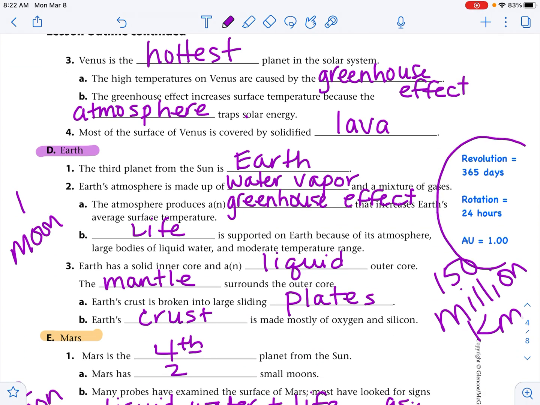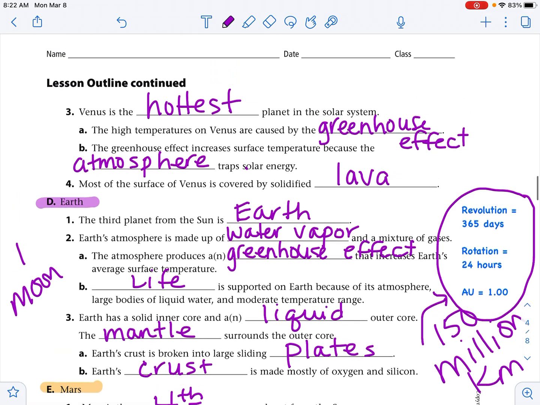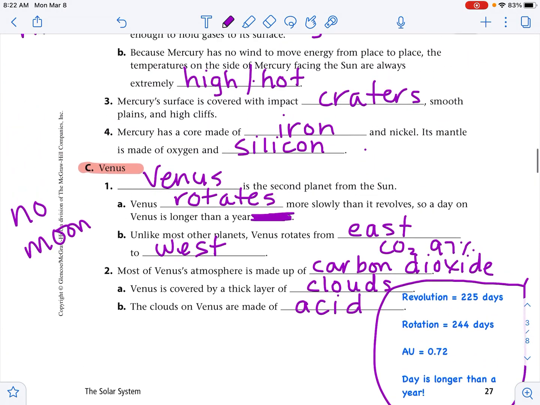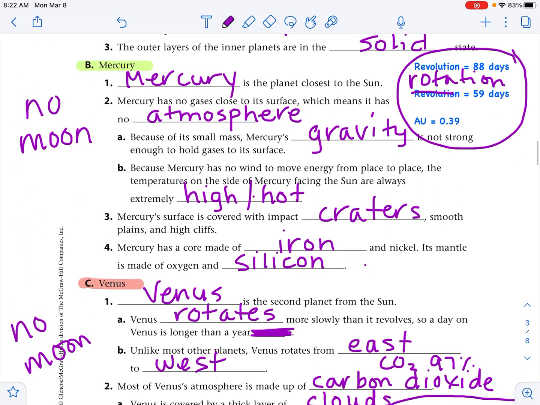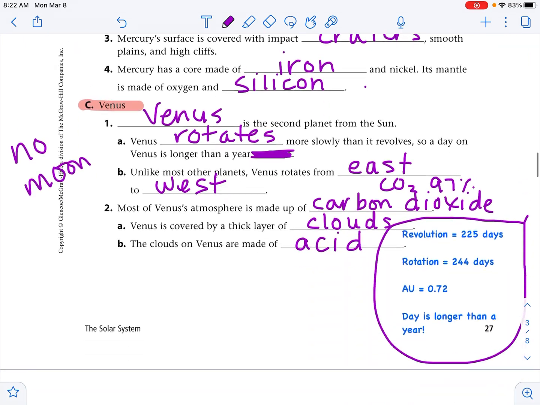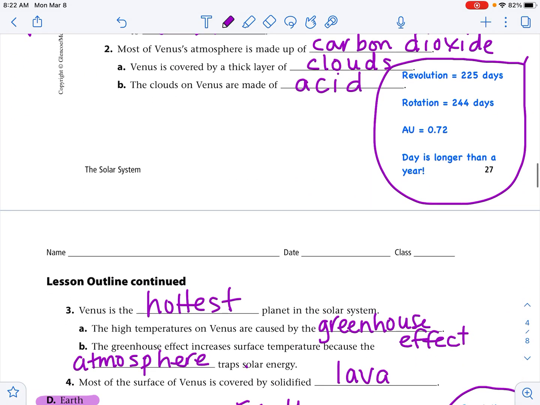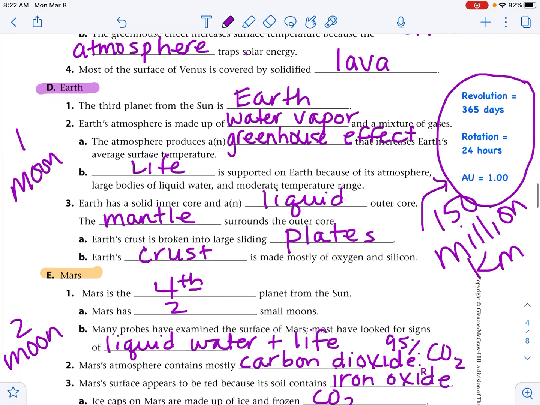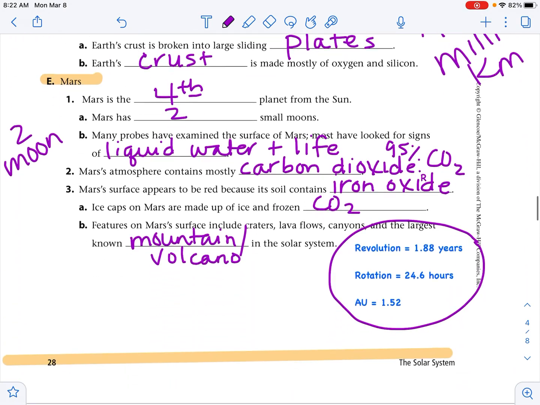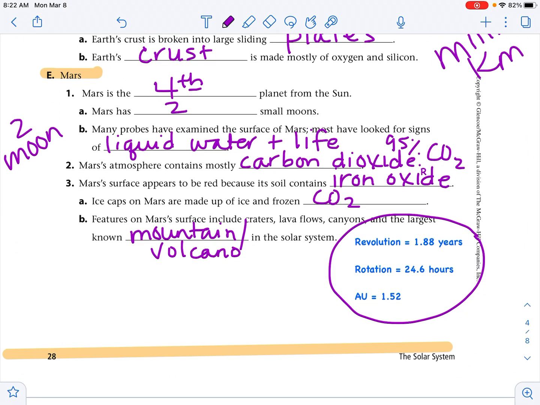All right, so then this is information that we know. The revolution is 365 days. Rotation is 24 hours, and AU is 1. So 1 AU equals 150 million kilometers. Okay. So let's make sure that we have all of this information about Mercury and Venus, and then Earth, and then here is Mars.